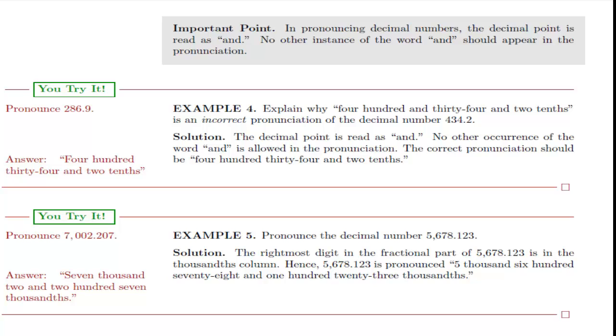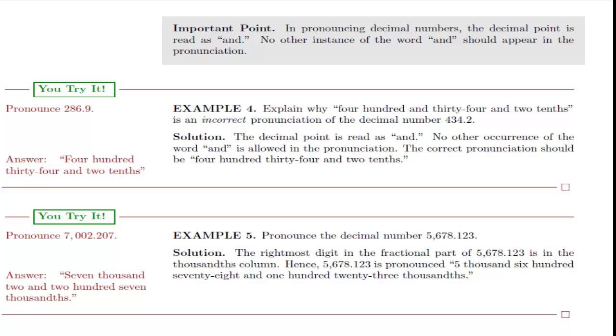Example 4. Explain why 434 and 2/10 is an incorrect pronunciation of the decimal number. Solution. The decimal point is read as "and." No other occurrence of the word "and" is allowed in the pronunciation. The correct pronunciation should be 434 and 2/10.